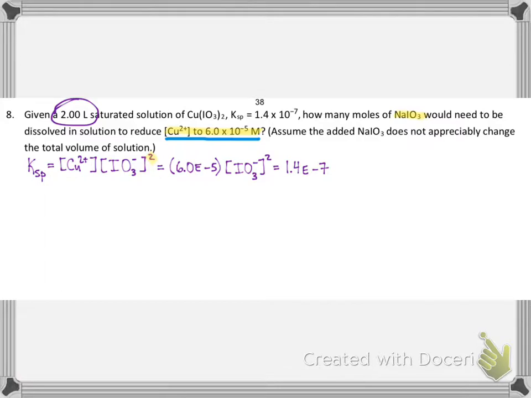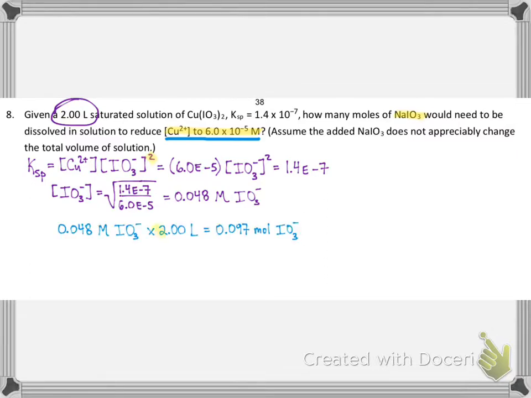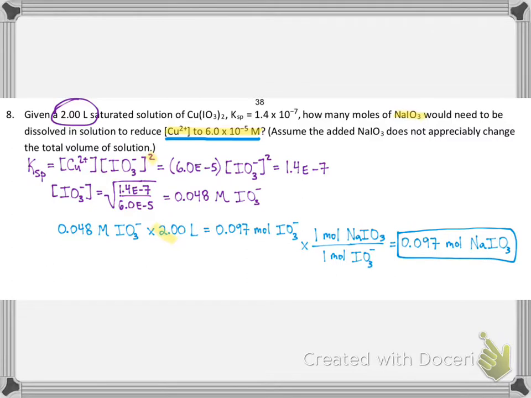And then, of course, mathy math, and that will get you the concentration of your iodate ion. Once you find the concentration of iodate ions you need, the second step, of course, is figuring out the actual moles of your sodium iodate that would need to be added. Don't forget that there are 2 liters of solution this time. So you have to multiply your molarity times volume, and that'll get you moles of iodate. And then, well, it turns out there's 1 iodate ion in every sodium iodate. So we must need to add 0.097 moles of sodium iodate to reduce the concentration of copper 2 plus down to that particular concentration. And there you have it.